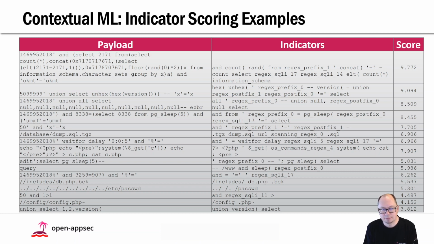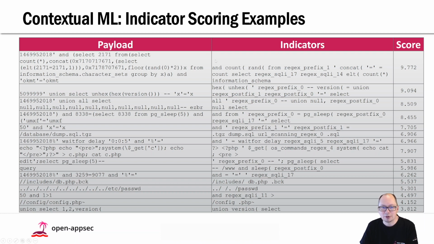So here I'm showing you a list of specific other malicious payloads and how they are analyzed in phase 1, and also a list of the actual indicators that are found by the contextual machine learning engine, based on those specific text strings that you see here on the malicious payloads, and also the score.